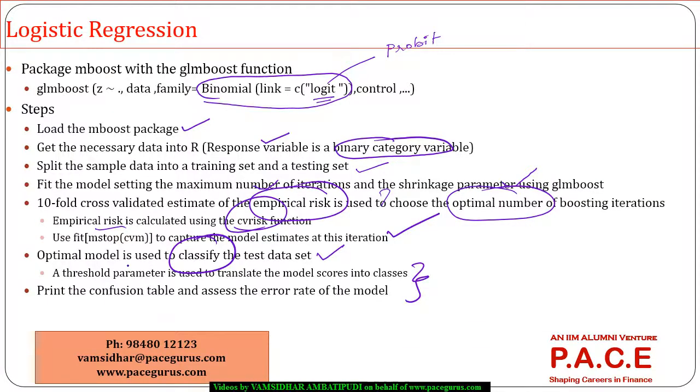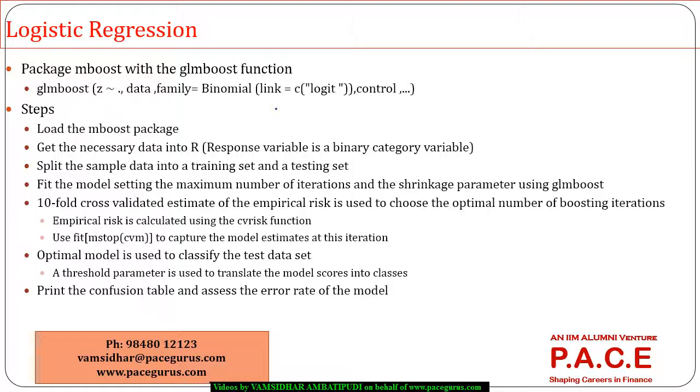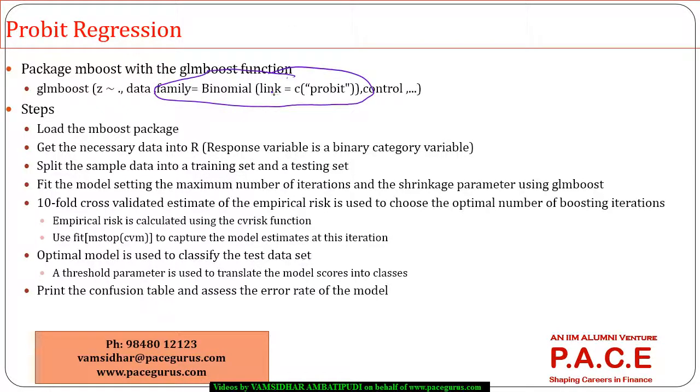21.3% is the error that the logistic regression is giving on the testing data. Now the same logic, if I go with the probit model, if you see everything else is the same except the family is set as binomial. With the link, instead of logit, we are setting the link as probit. Otherwise you could see all these steps are exactly one and the same.